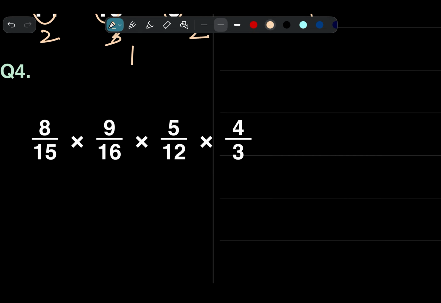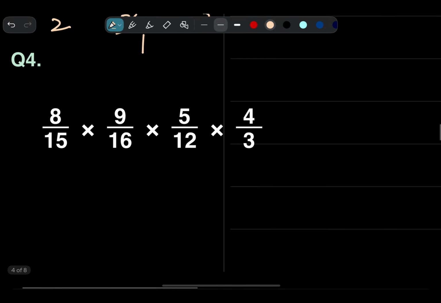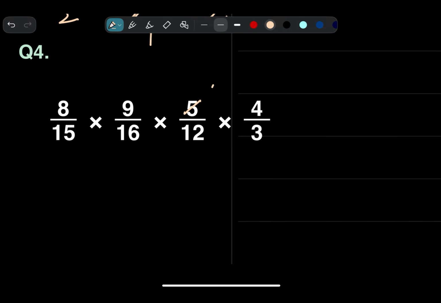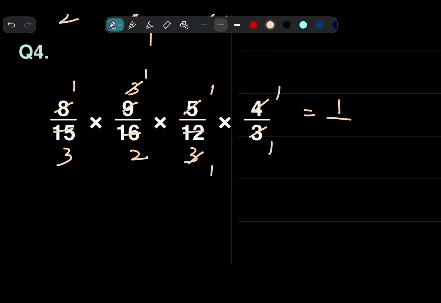Okay, the last one. Do you all want to try on your own? Pause the video, try the answer, and then see, I'm putting up the solution anyway. That's all that we have in multiplication.